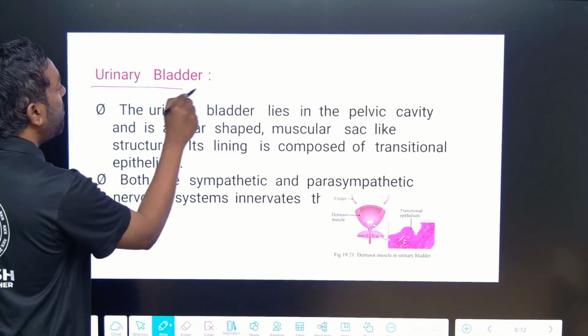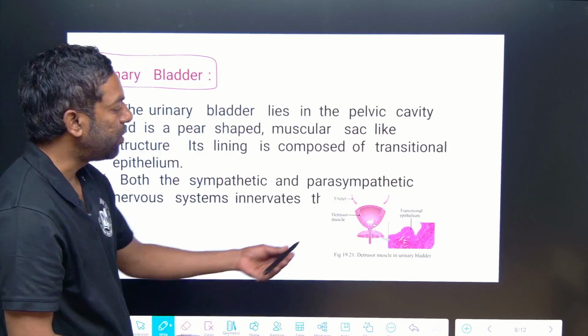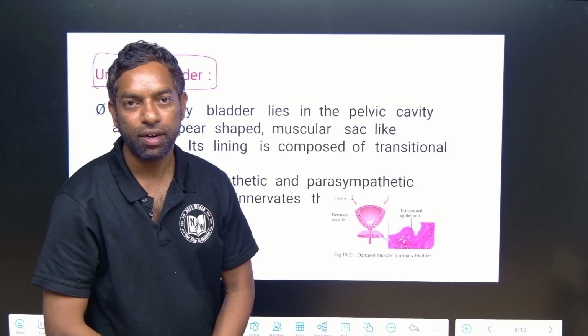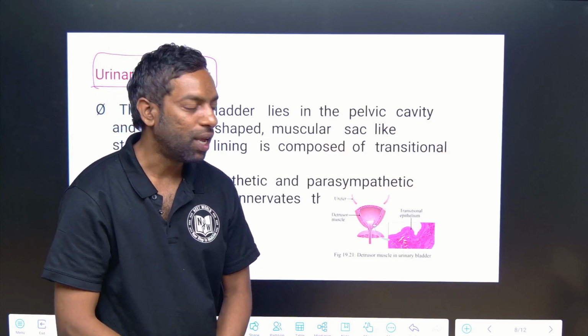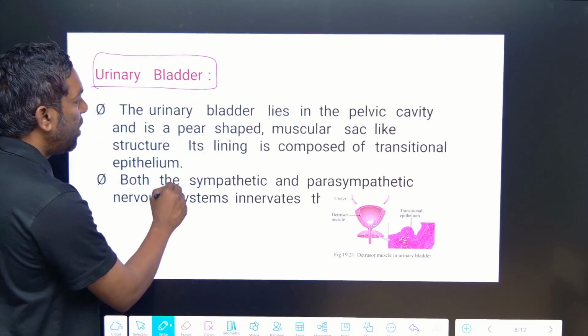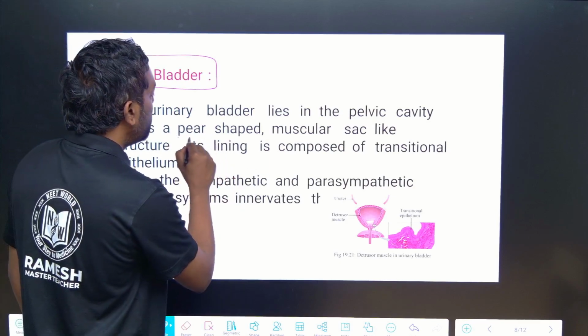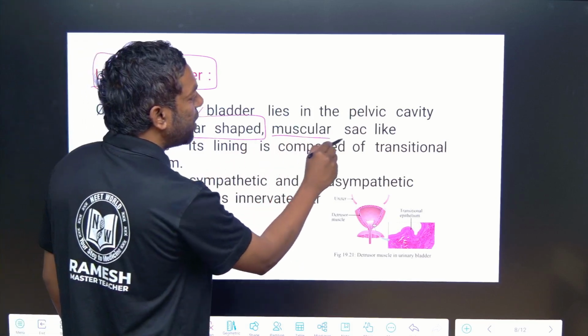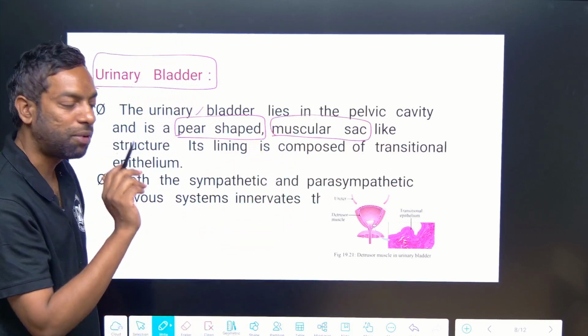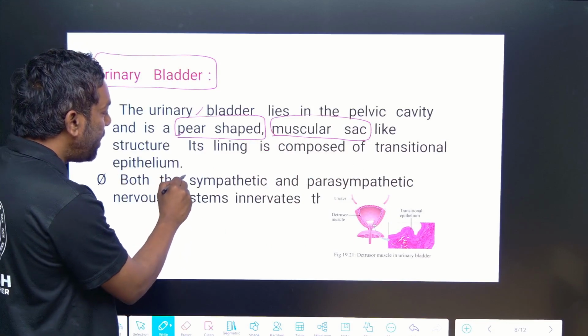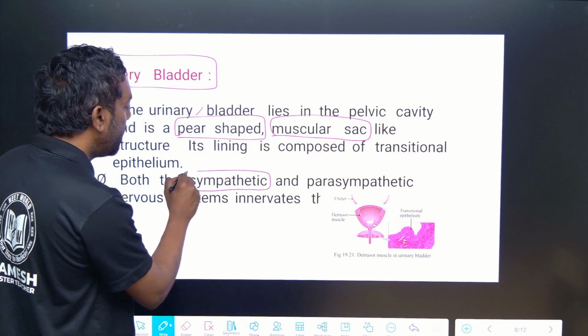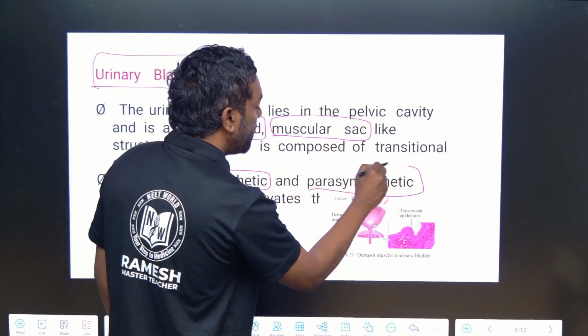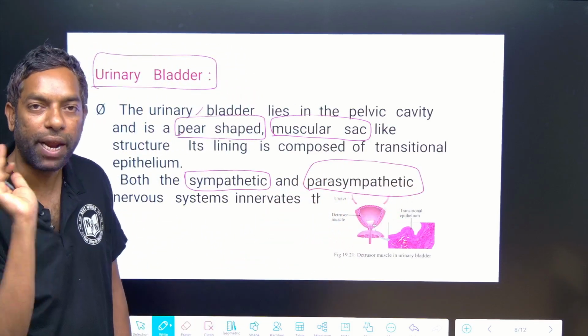Next, urinary bladder. As you know, this is the urinary bladder, the storage of the urine. They might not ask you, but it is pear-shaped, important, a pear-shaped and muscular sac, and it has sympathetic and parasympathetic nerves, the connection to the brain.